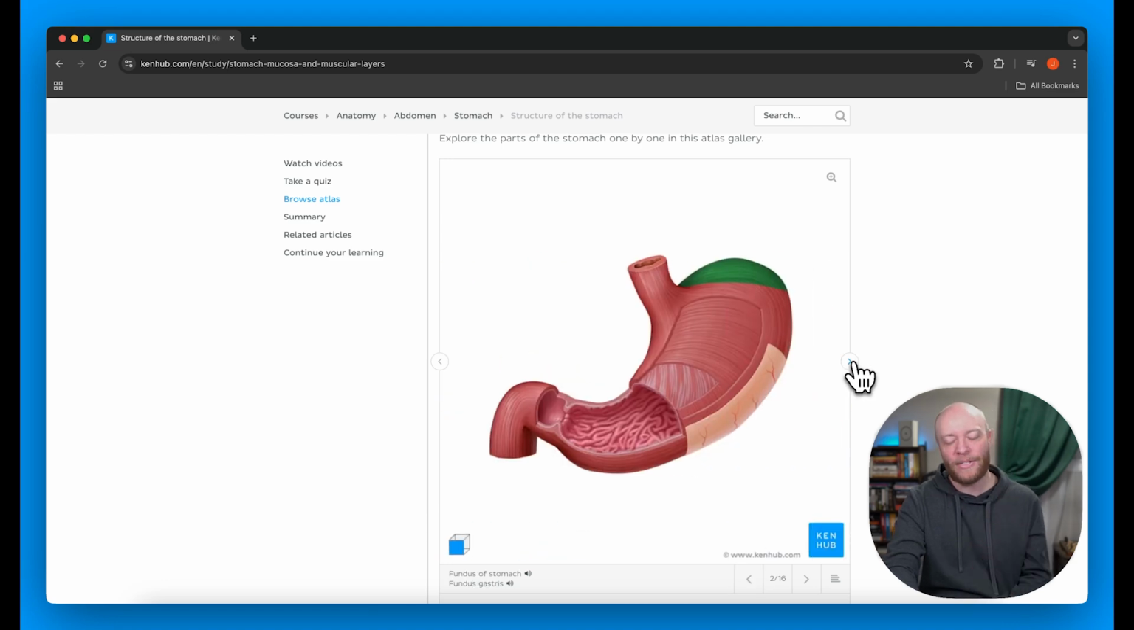So if we go to the next image, we then meet what's called the fundus. Now, my students have kind of gone back and forth as to whether or not this is the... because fundus means end. Maybe I should preface it with that.